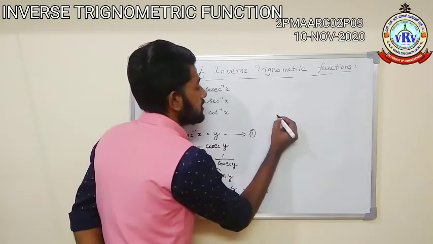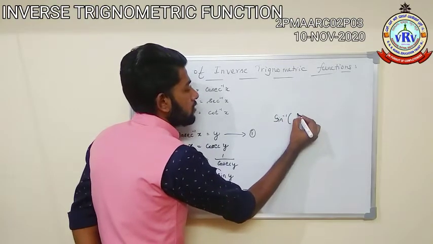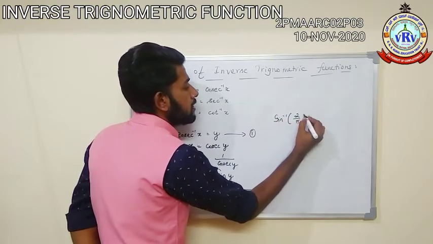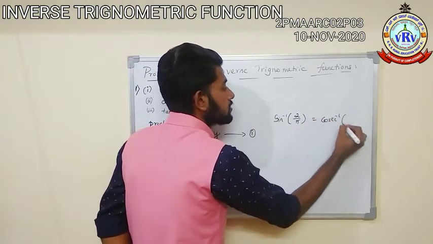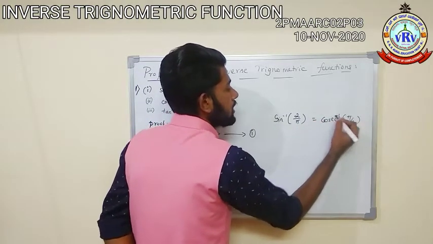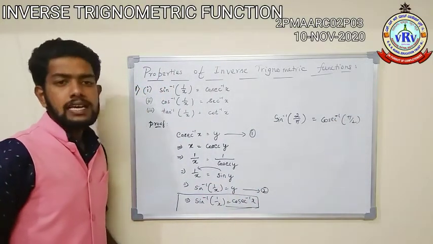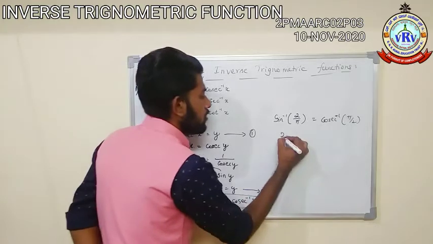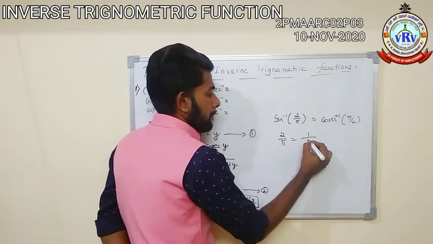If you calculate sine inverse of 2 by pi, which is same as cosecant inverse of pi by 2. Instead of finding the sine inverse of 2 by pi, we can find cosecant inverse of pi by 2. Why? 2 by pi, I can write 1 by pi by 2.